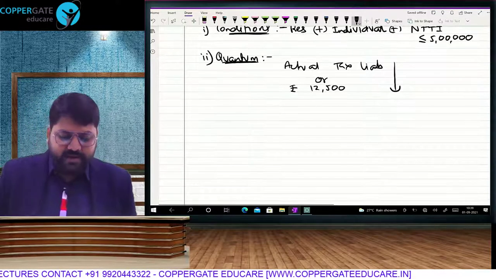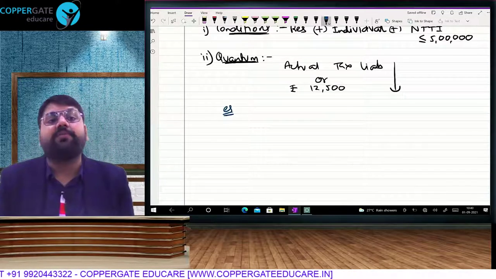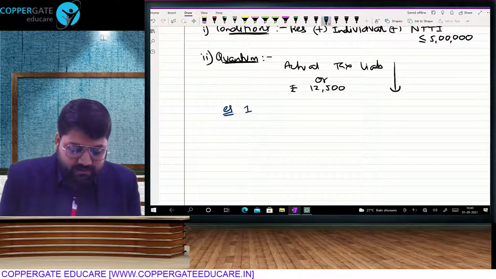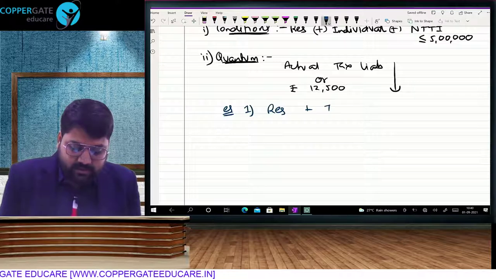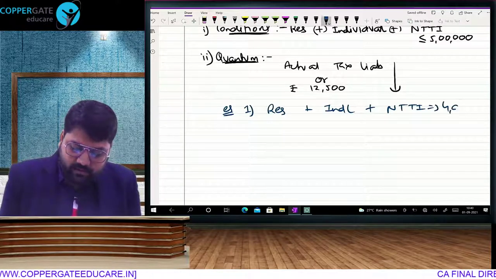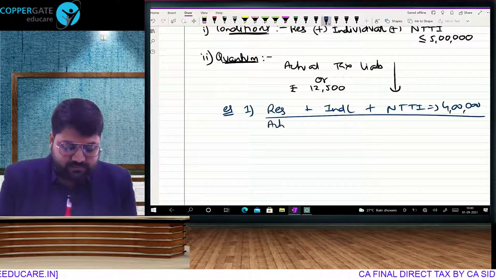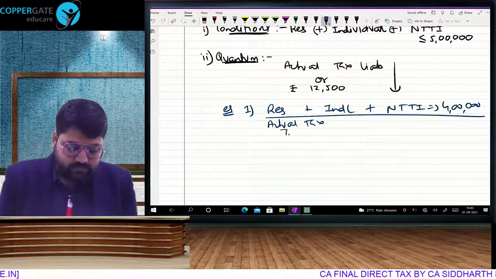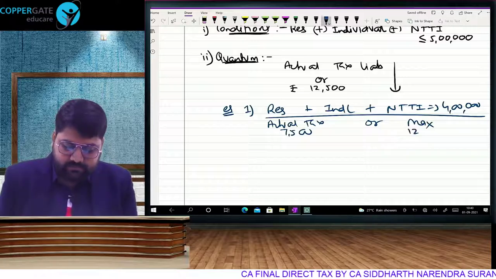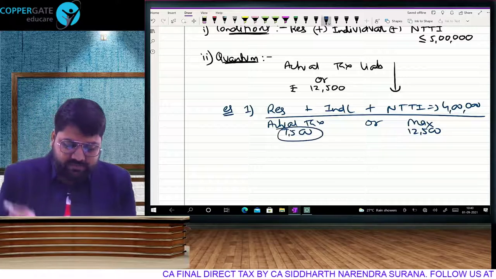So, if my income was 4 lakh rupees, I have to give some examples. That is very important. Without these examples, there is always going to be some confusion, some doubt in my mind. Supposing resident, individual and income 4 lakh. The question that we solved right now orally, what's the actual tax? 7,500. Or what is maximum? So obviously that is maximum. Whichever is lower will be your answer.